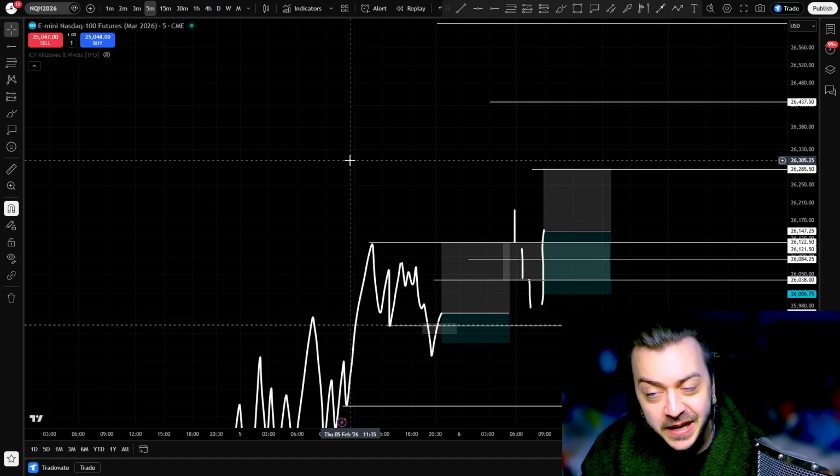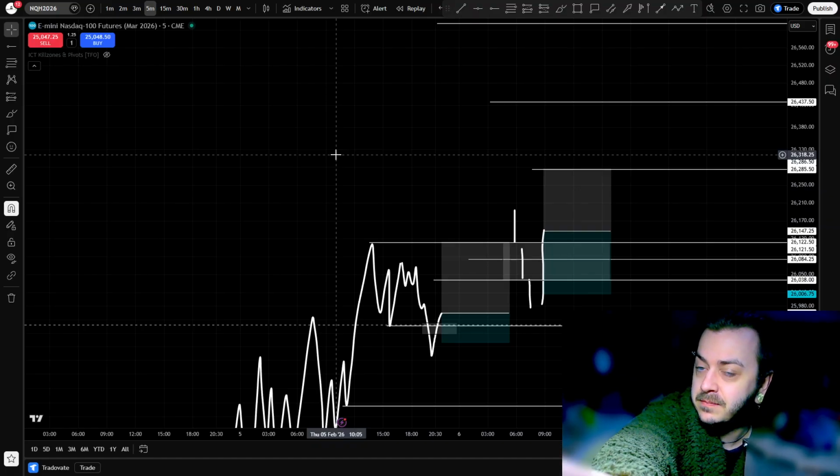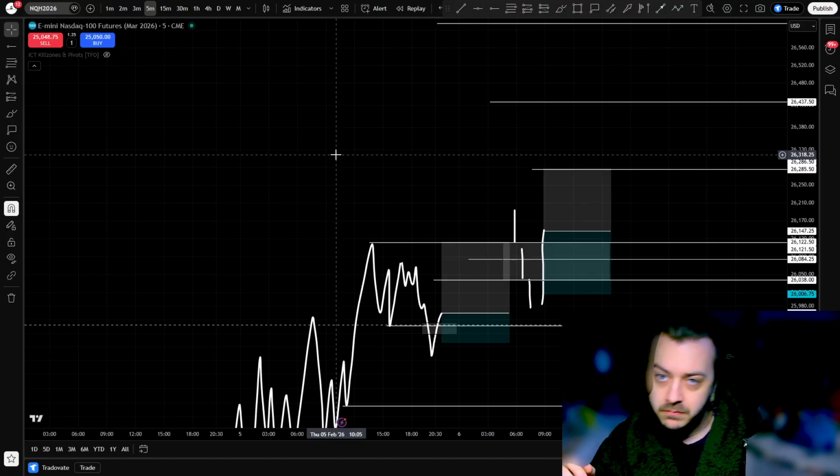And this is how I trade. It's really quite simple, guys. It's not rocket science. I think my camera might be in the wrong place. Is this better? I don't know.